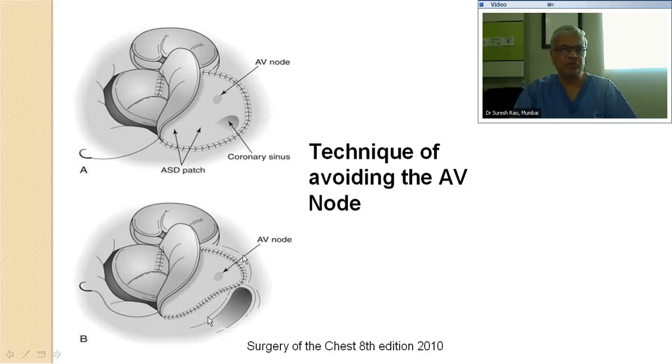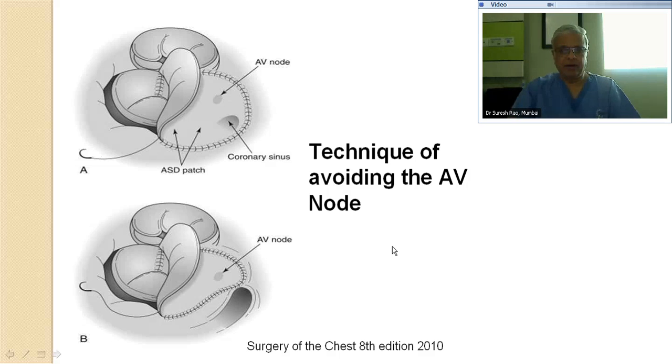So if the coronary sinus doesn't receive the LSVC, we can direct it into the left side. But if you find that the LSVC drains into the coronary sinus, we need to keep it draining on the right side and then go around the AV node.